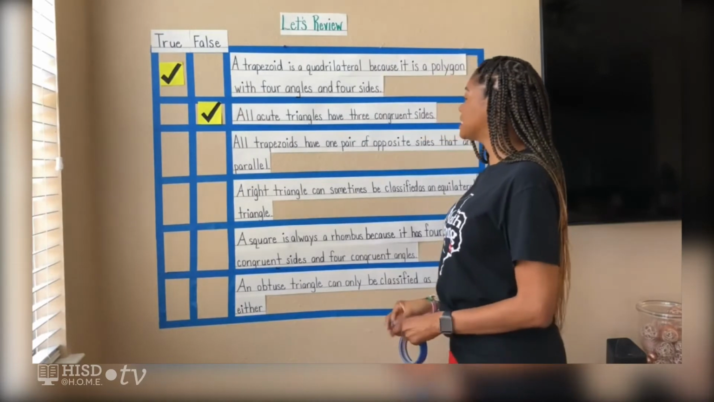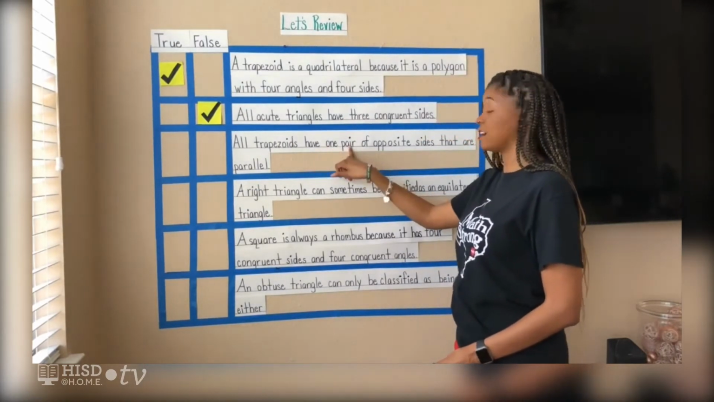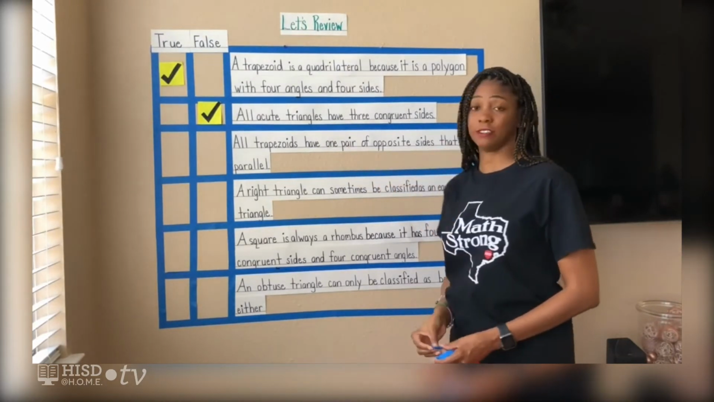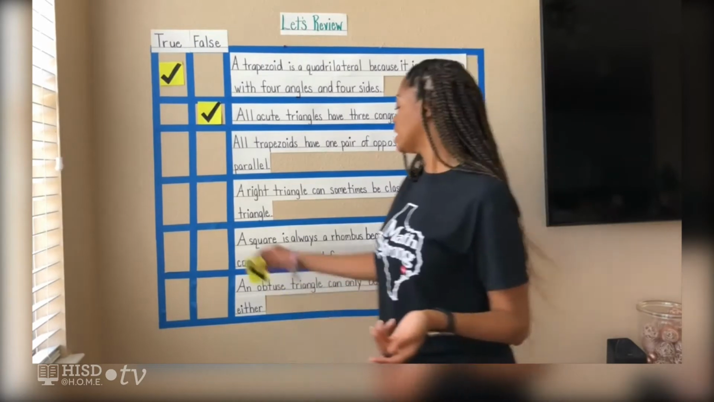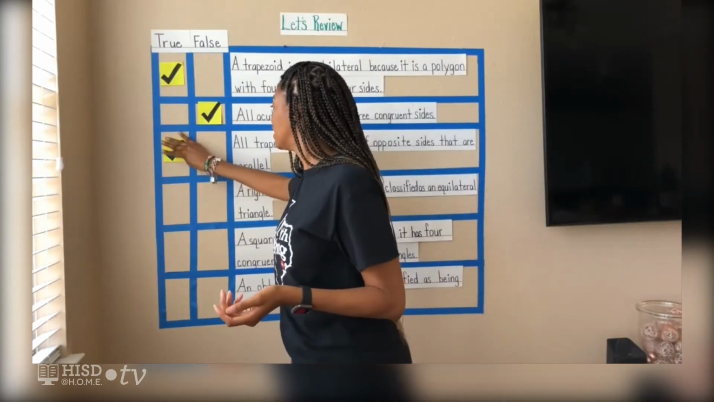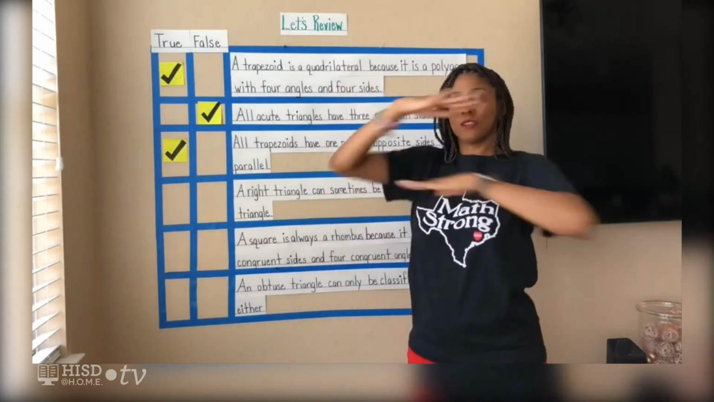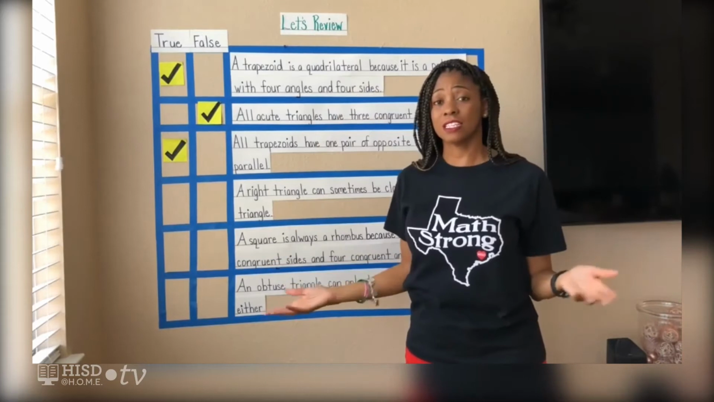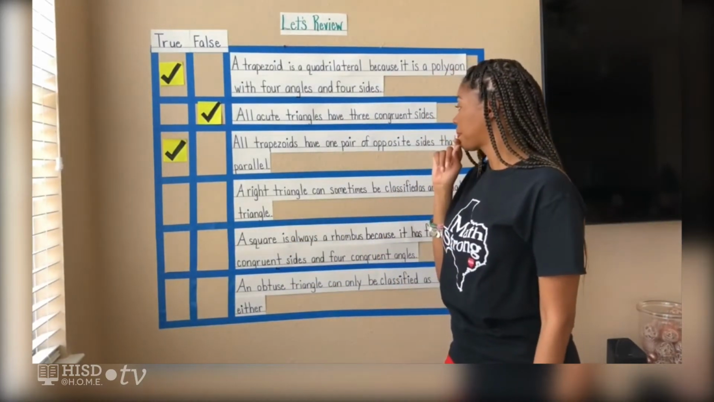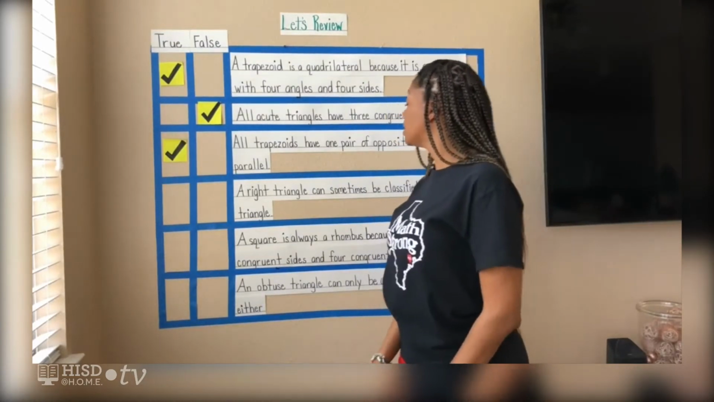The third statement says all trapezoids have 1 pair of opposite sides that are parallel. Let's say true for that one. Because I know the lines go this way, and I know that those lines are parallel because they don't intersect. So, yes, let's go with true for that one. Let's go to the next one.